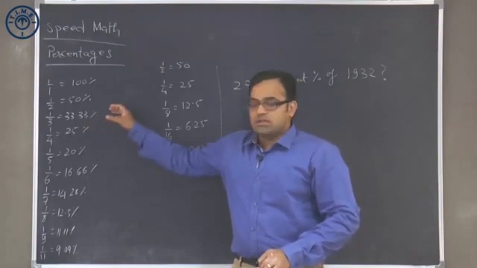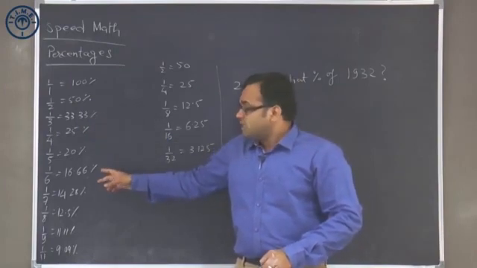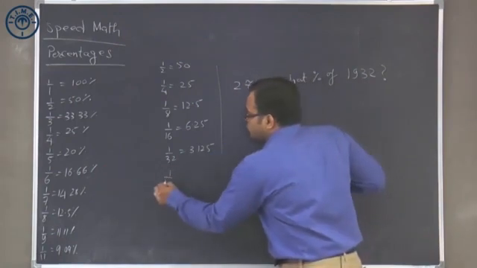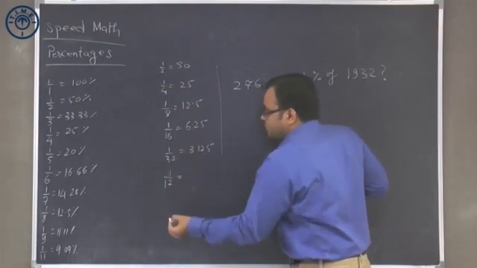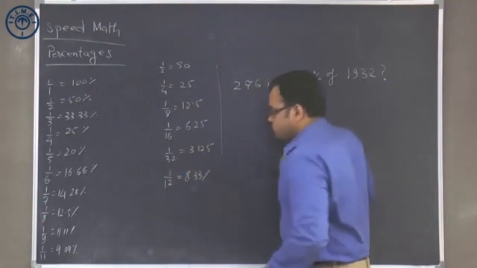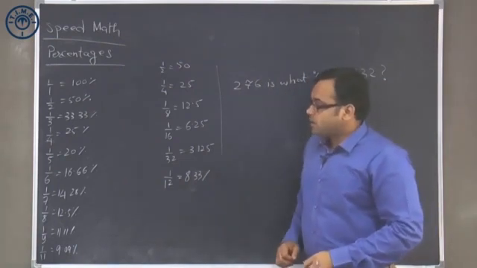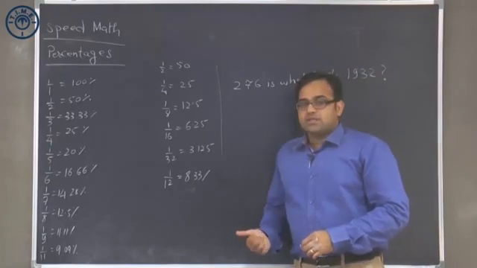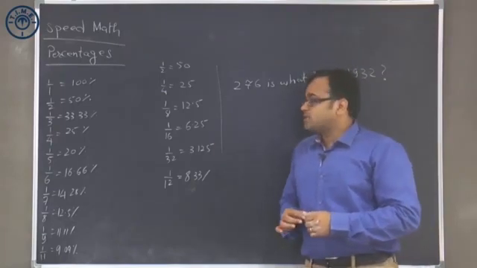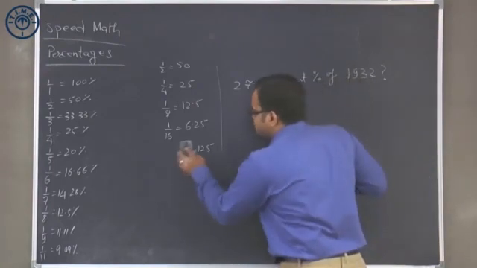1/3 is equal to 33.33. 1/6 is 16.66. If I know 1/6 is 16.66, from there I would also know that 1/12 is half of 1/6, so this is equal to 8.33. Next, moving on, 1/5 is 20%. That's again something you should remember. 1/5 is 20%.